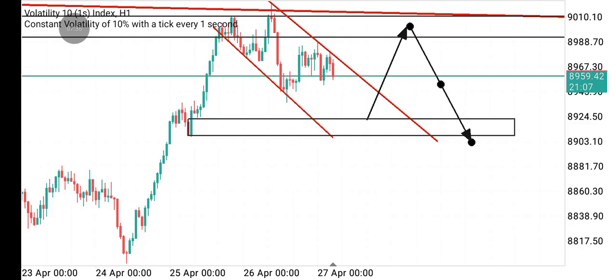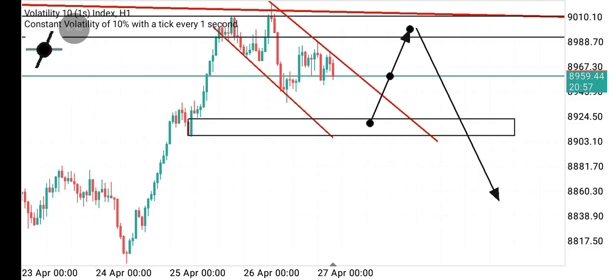So if you can patiently wait for the market to come back to this zone right here, guys, and then you get an entry, then you can ride the sales nicely, because it is going to really sell.